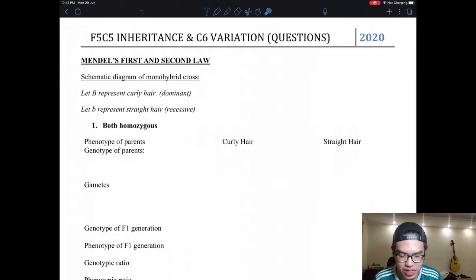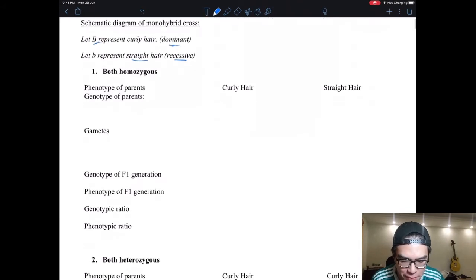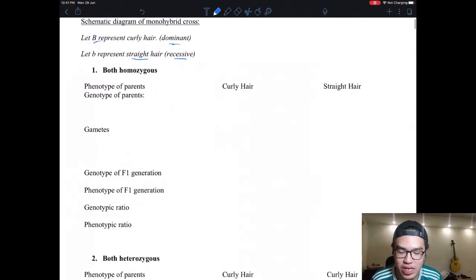Mendel's first and second law, schematic diagram, monohybrid cross. B represents curly hair. So big B, curly hair, is dominant, and straight hair is recessive. So I have a recessive gene because I have straight hair. Phenotype: both are homozygous here. Curly hair will definitely be BB, and straight hair is definitely small b small b. I cannot be like this, because if I were, I would have curly hair.